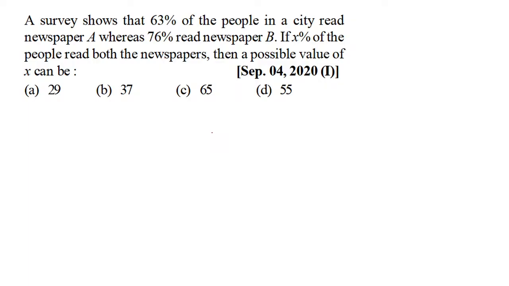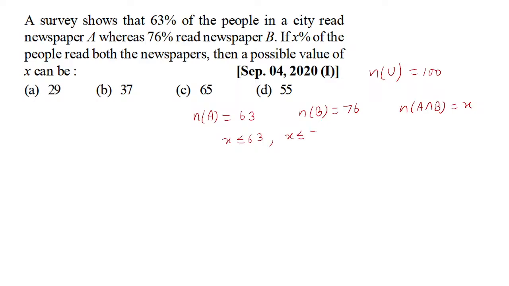Yeah, I suppose you have given some thought. Here, newspaper A, how many read? 63%. Newspaper B, 76%. Universal set, I can say 100%. Yeah. So, and this A intersection B, let's say, is X percent, reading both newspapers. So X is supposed to be less than equal to 63, and X is supposed to be less than equal to 76. Yeah. So, since it is supposed to be less than equal to 63, it can't be the C option.